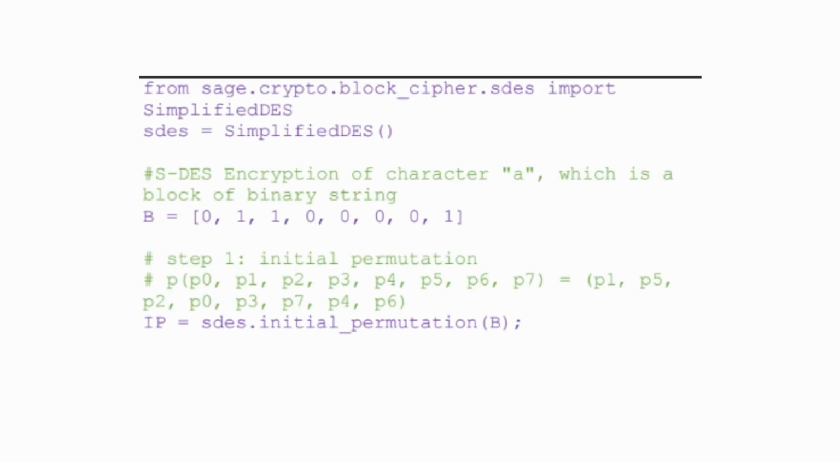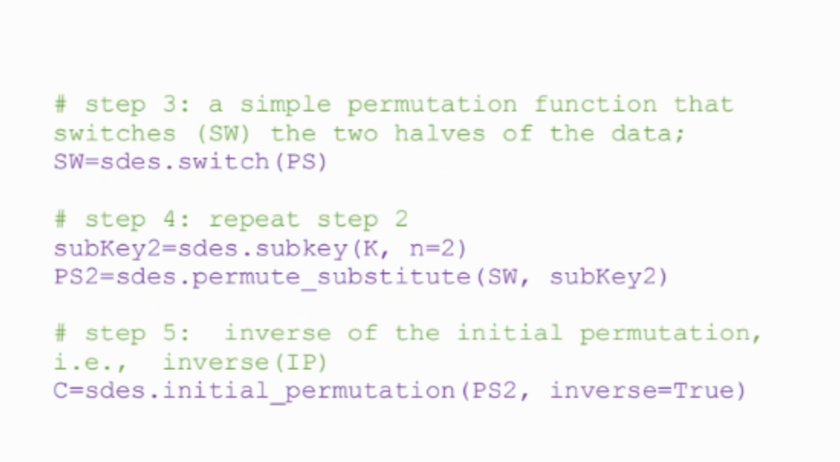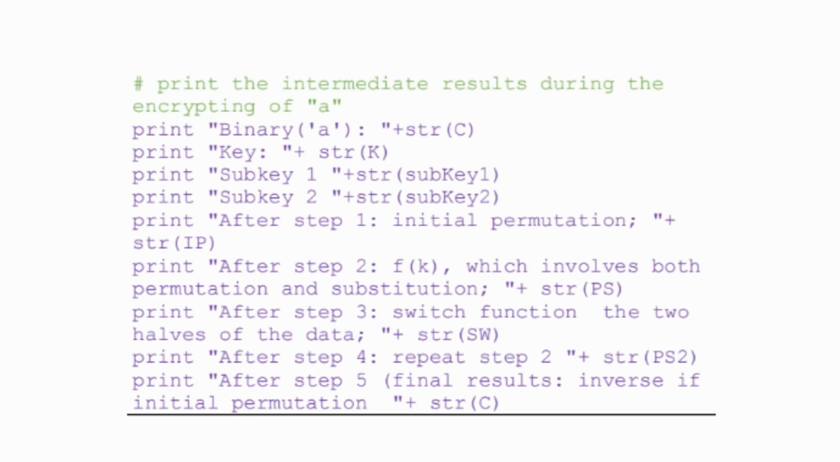These are the steps for SDES encryption of character A, which is a block of binary string. Step 1 includes the initial permutation. Step 2 entails creating a complex function f_K which depends on a key. Step 3 entails creating a simple permutation function that switches the two halves of the data. Step 4 just repeats step 2, while step 5 inverts the initial permutation. Finally, what's left to do is to print the intermediate results generated during the encryption of the character A.